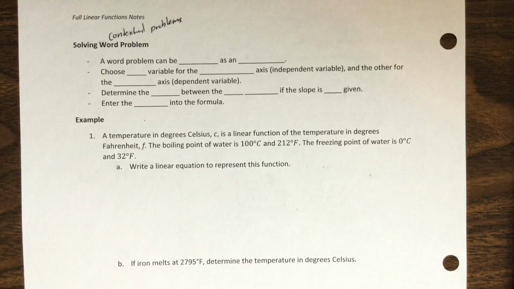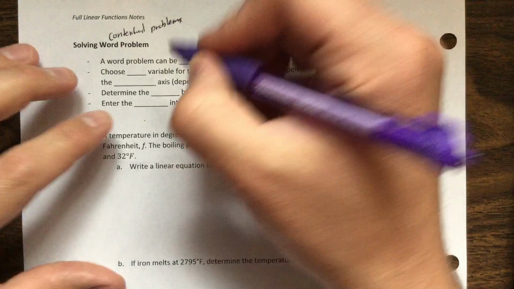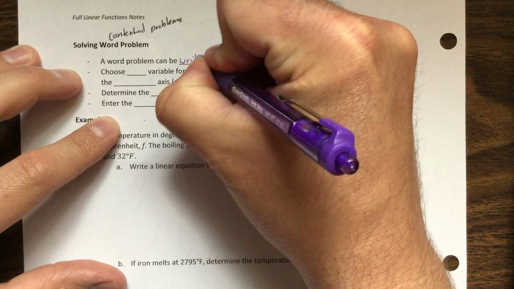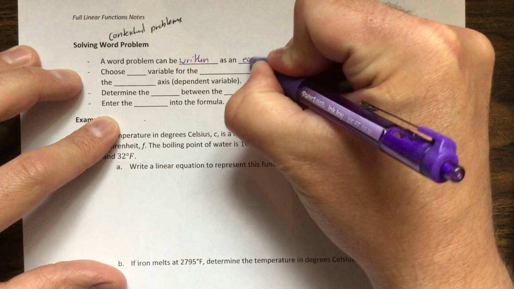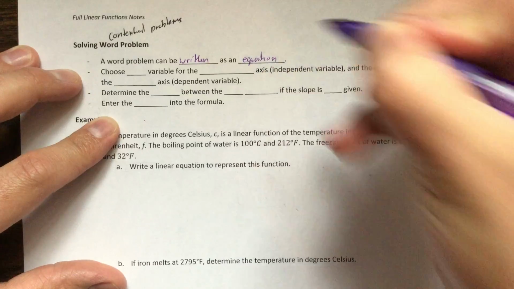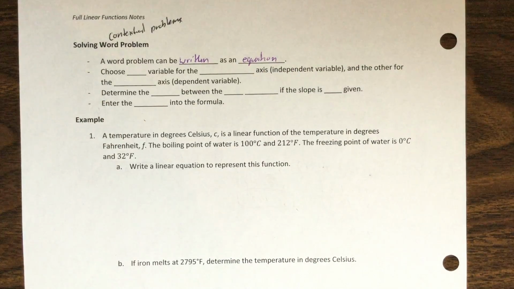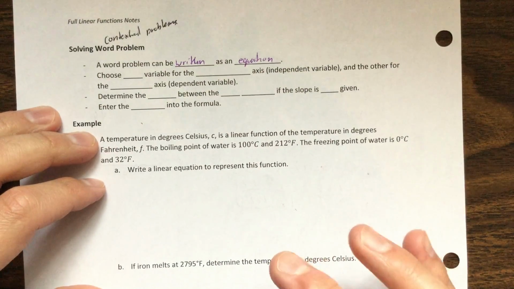So for the ones that are in fact valid, we're going to have to determine what we need to use and what we don't need to use. A word problem can often be written as an equation. Now the ones that we're going to look at this year in class are all going to be linear functions, so they're going to be straight lines.